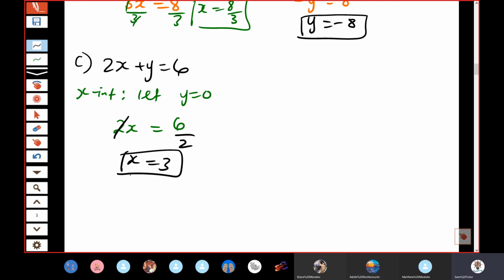Can you see why we learnt equations now, Adele? Or how it's used? Yes. So let's go to the next one. And then we had to also do the y-intercept. To do your y-intercept, you have to let x equal 0.